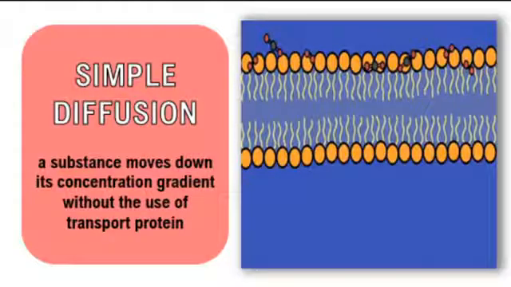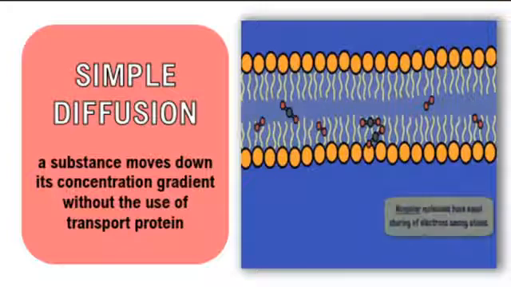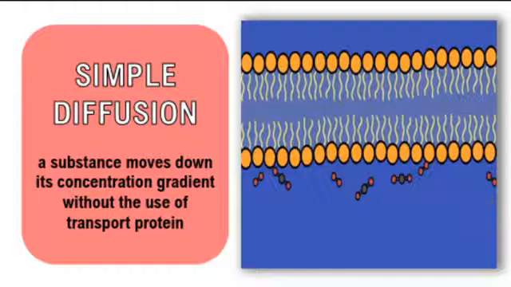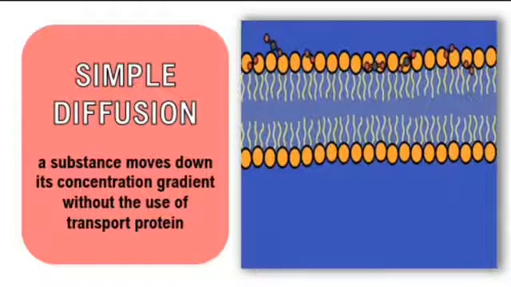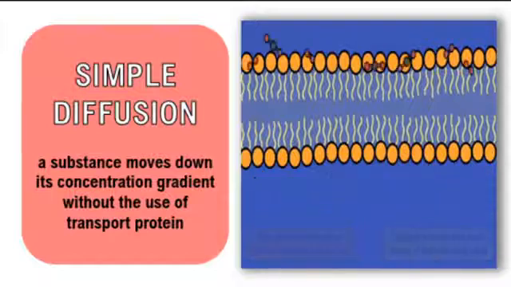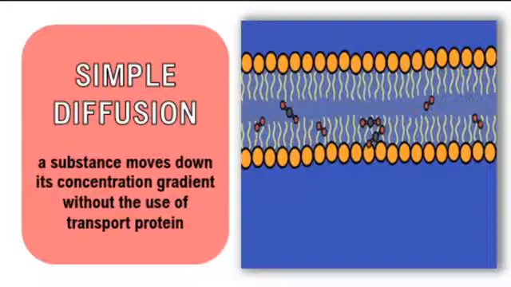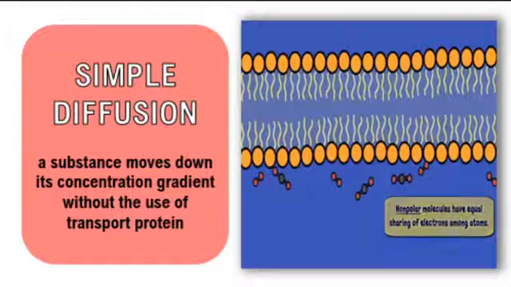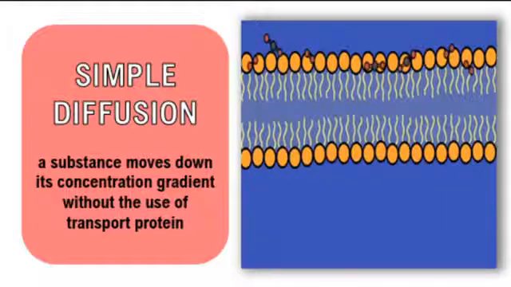In a form of passive transport called simple diffusion, a substance moves down its concentration gradient without the use of a transport protein. Substances may enter or leave cells by simple diffusion only if they pass freely through the membrane. Lipids and small nonpolar molecules such as oxygen and carbon dioxide, for example, diffuse easily across a biological membrane.